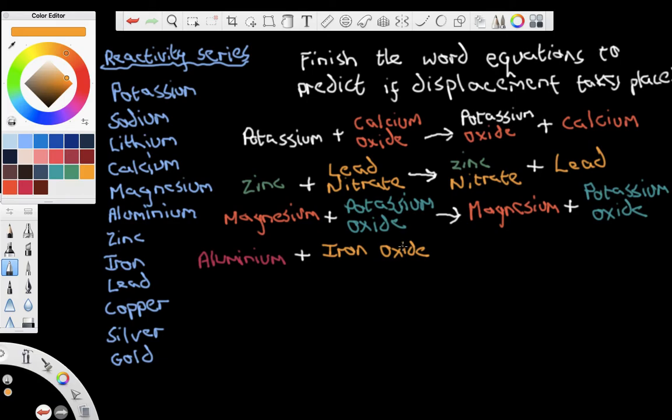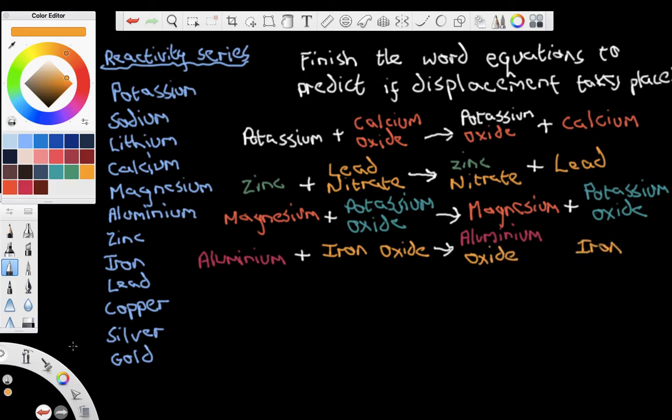Okay, so you should have had a go at that one. Again, as always, you should have drawn an arrow because that shows there's a reaction. Aluminium is more reactive than iron, so what you would be left with is aluminium oxide plus iron on its own.